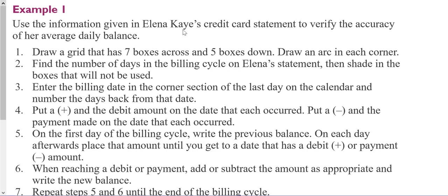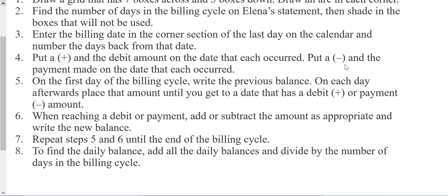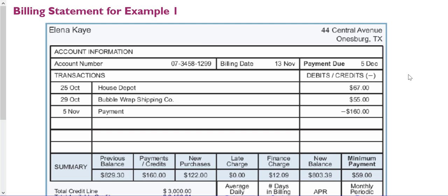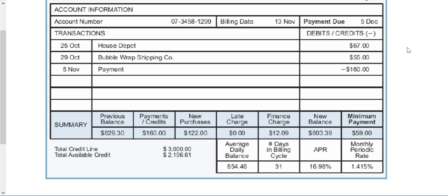What we're going to do is look at Elena K's credit card statement to verify the accuracy of her average daily balance that the credit card company reported. So instead of reading all of these to you, I'm going to simply walk you through them using the credit statement here that Elena has, and this gives all the normal information such as the account number, the billing date, the payment due date, the transactions that occurred within the billing cycle, all of the information on the bottom, and it even gives us the average daily balance. So we're doing it this way to verify that the balance that the credit card company calculated is correct.